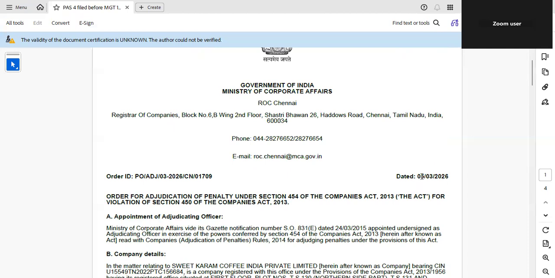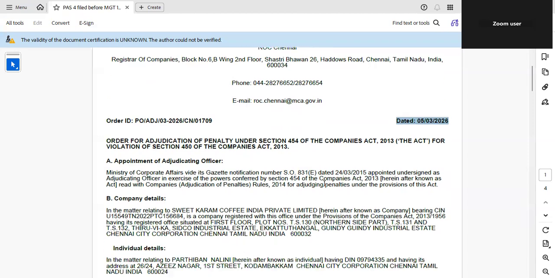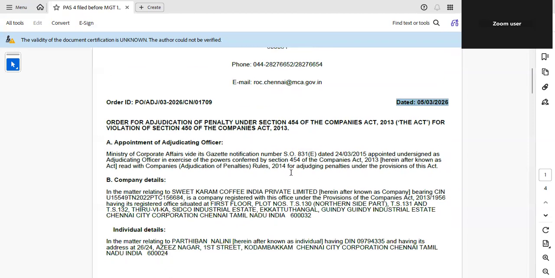This is a very recent order, 5th March 2026, which highlights a very common but serious compliance mistake during private placement of shares. This mistake relates to issuing of a PAS 4 before filing of MGT 14 with ROC.